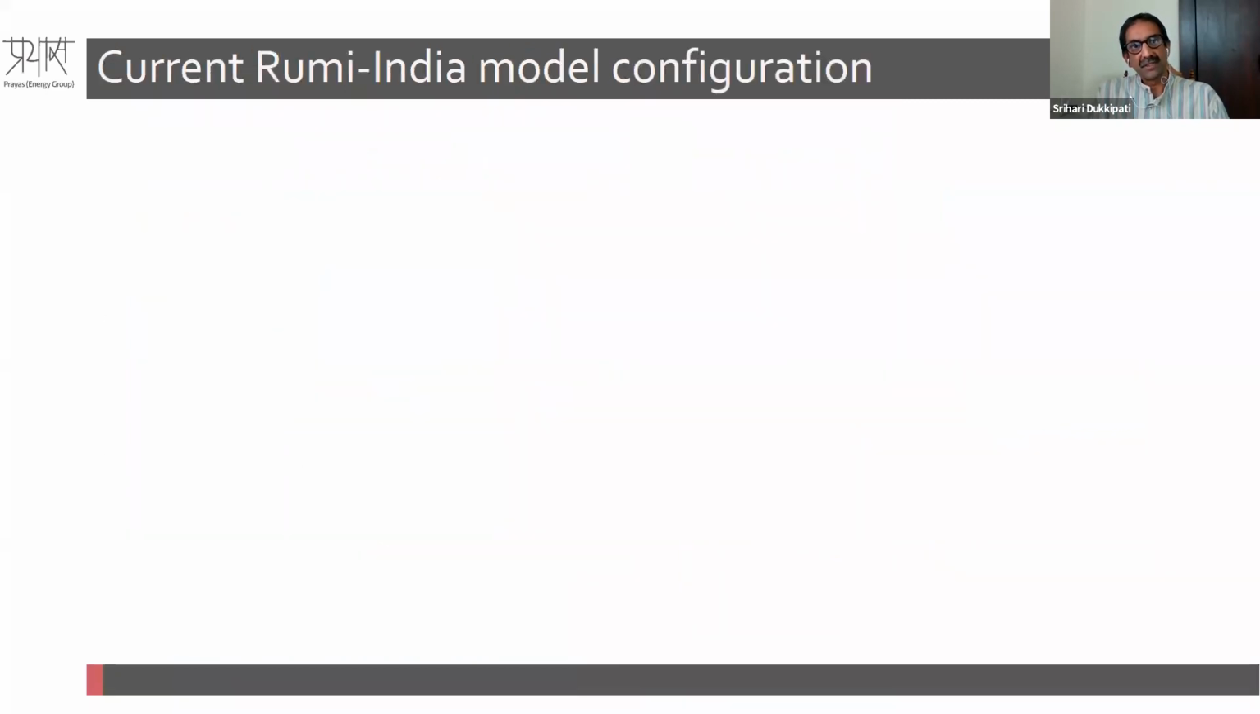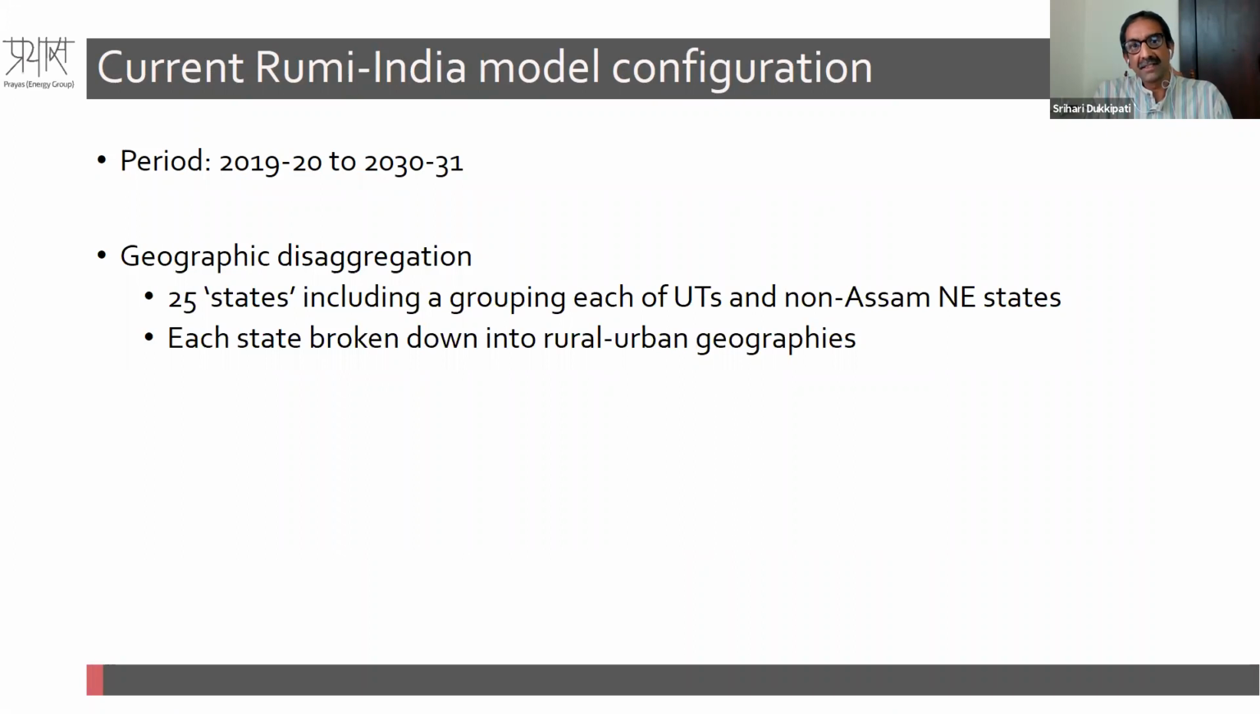Coming to the specific configuration that we used for the Rumi India model, the horizon that we've considered for the model runs is 2019-20 to 2030-31. So fiscal year 2031 is the final year of the model. The geographic disaggregation that we've provided is 25 states, where union territories are grouped into one state, and non-Assam northeast states are grouped into another state. Apart from that, all the other states are modeled separately. And then each state is broken down into rural and urban geographies.